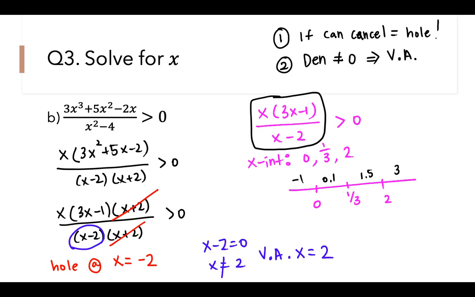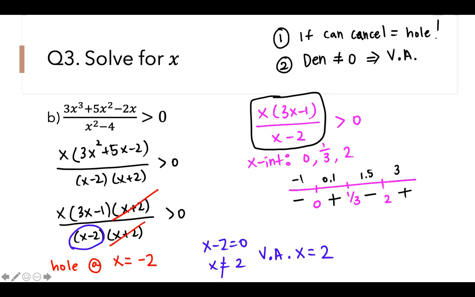Now let's plug in negative 1 into the equation, and you will get that the overall sign is going to be negative. Plug in 0.1 into the equation again. The overall sign is going to be positive. Plug in 1.5 into the equation. The overall sign is negative. And plug in 3 into the equation. The overall sign is going to be positive.